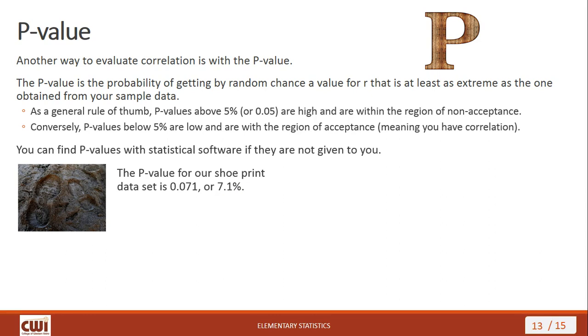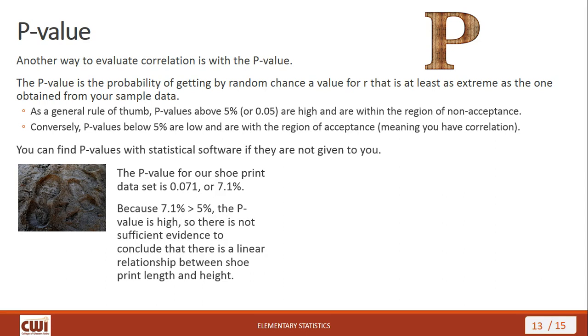So we then compare that with our 5% rule of thumb value, and because 7.1% is greater than 5%, that means we have a p-value that's considered to be high, and so there is not sufficient evidence to conclude that there's a linear relationship between shoe print length and height.